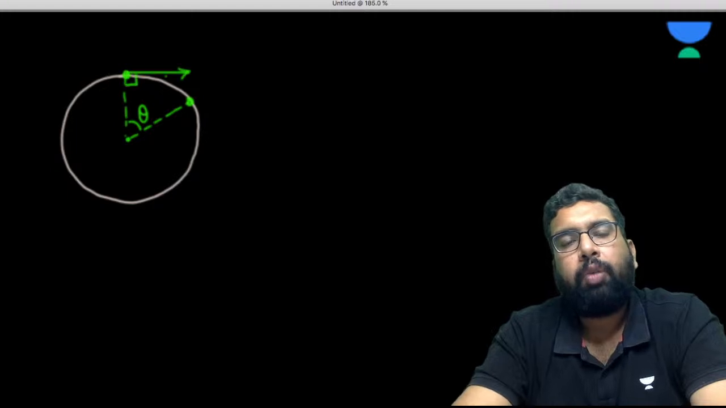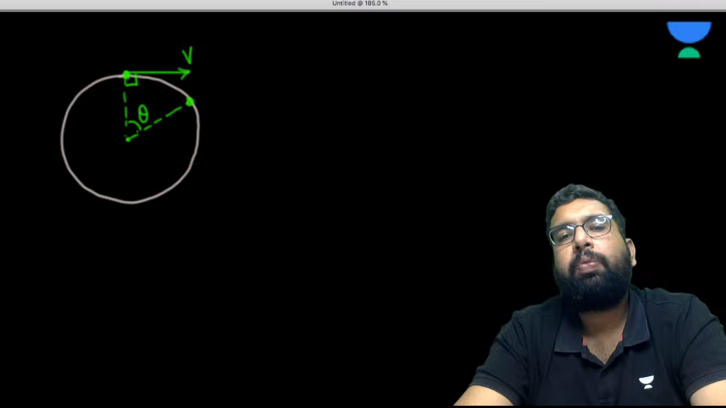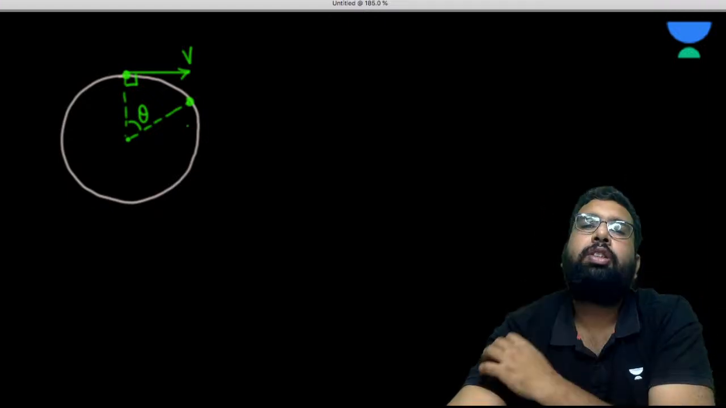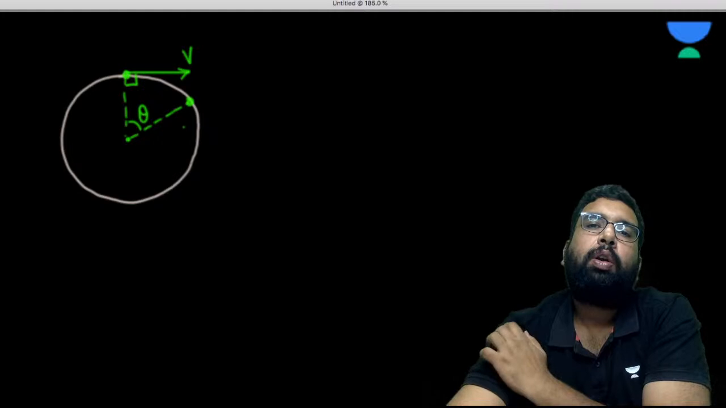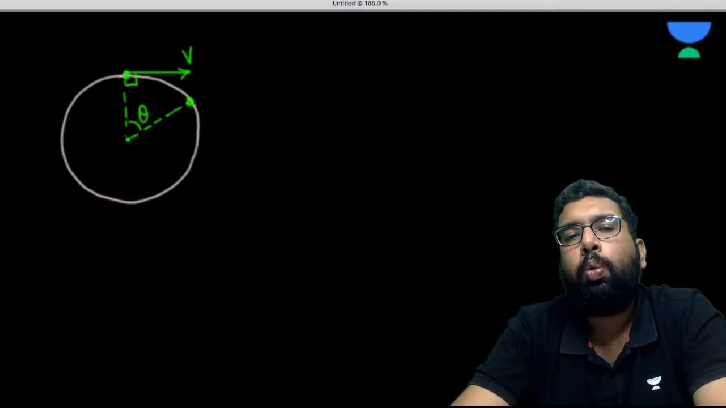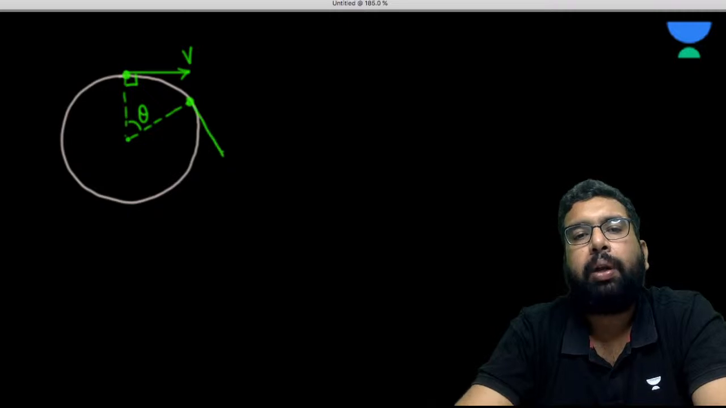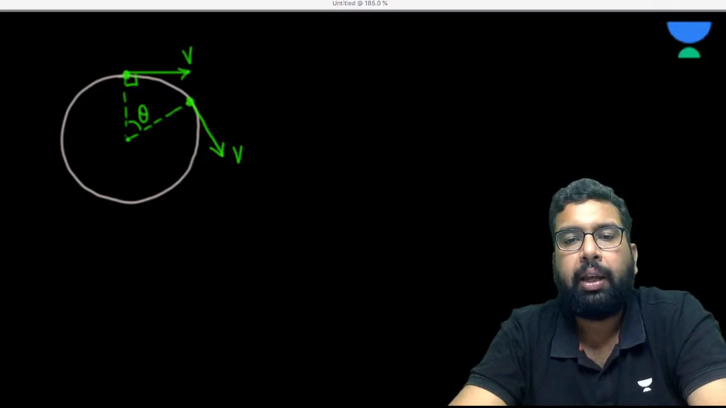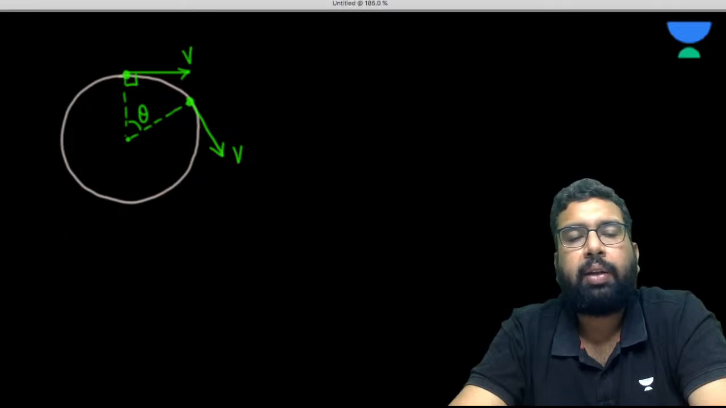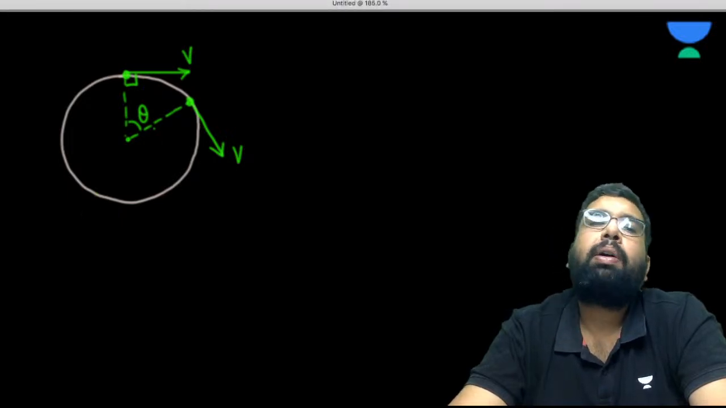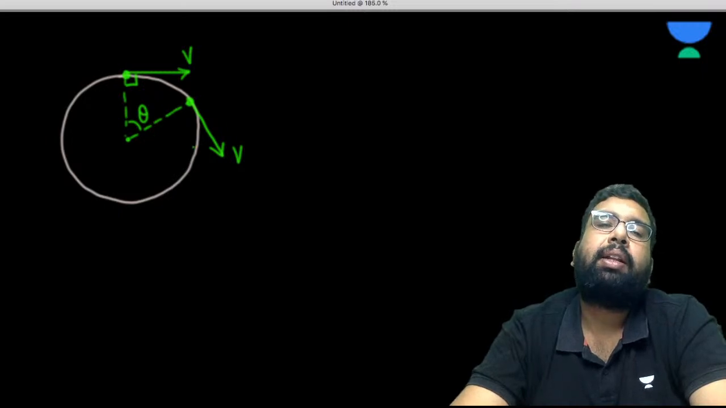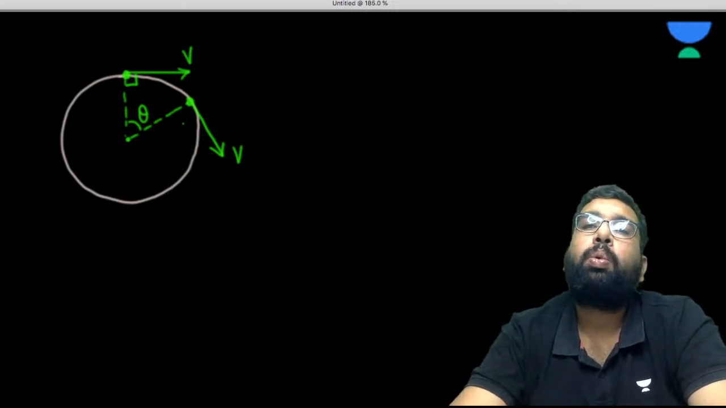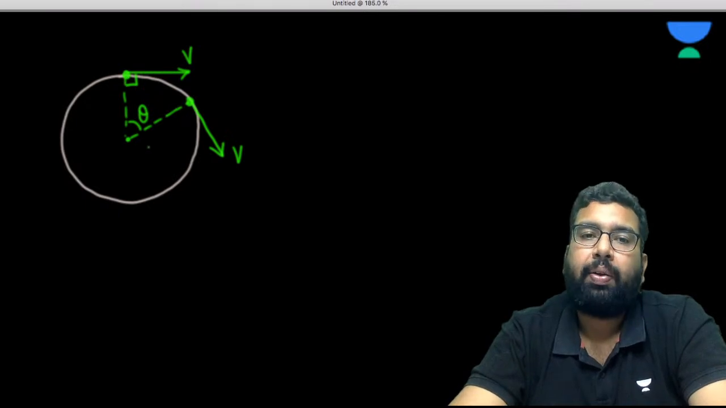Always remember that in uniform circular motion the speed never changes. That means the magnitude of velocity is never going to change, only the direction is going to change. And always remember that this velocity vector, the linear velocity vector, is always perpendicular to the radial line. So this is the radial line.